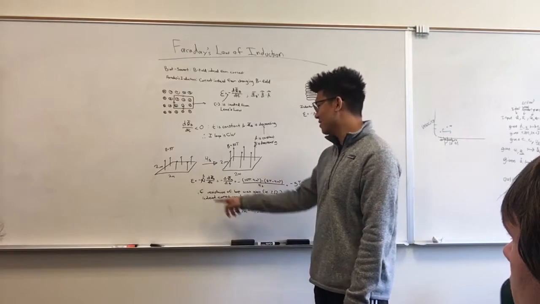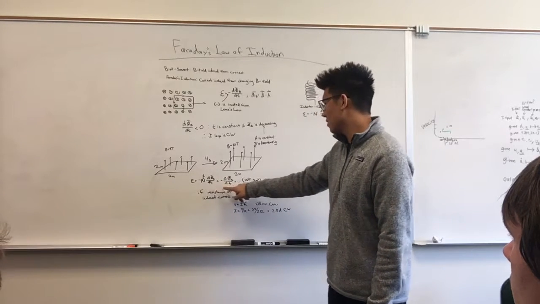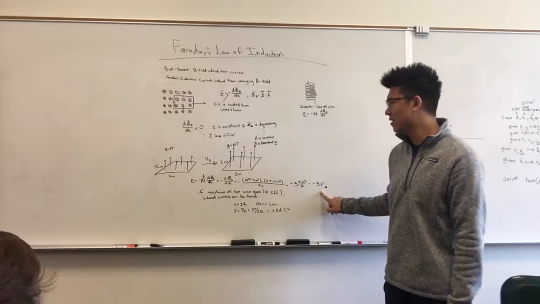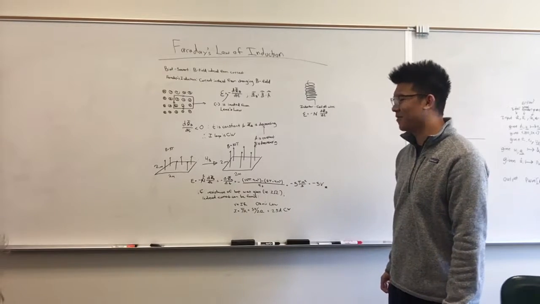Well, you just plug it in. In this case, the number of loops is just 1, since it's one loop. You plug and chug, and you'd see that you get negative 5 volts. And you'd be done, but let's say you're taking a test and they want to make sure that you learn more stuff.